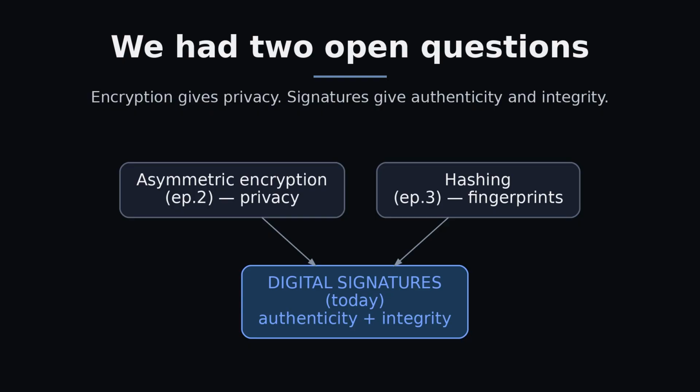A digital signature is a small piece of data attached to a message that anyone in the world can use to verify 2 things. First, that the message was authored by the holder of a specific private key, and second, that the message has not changed since it was signed. Encryption gives you privacy. Signatures give you authenticity and integrity.